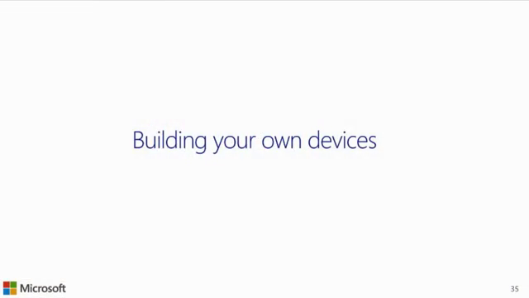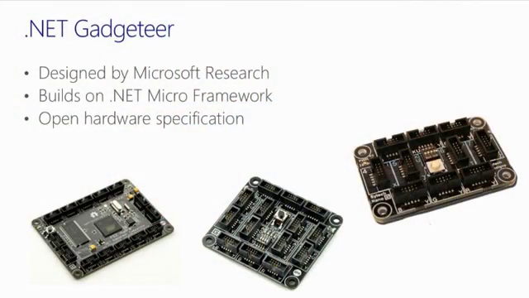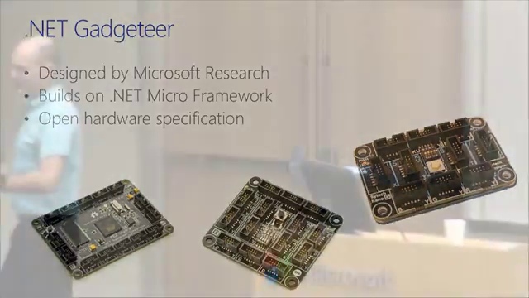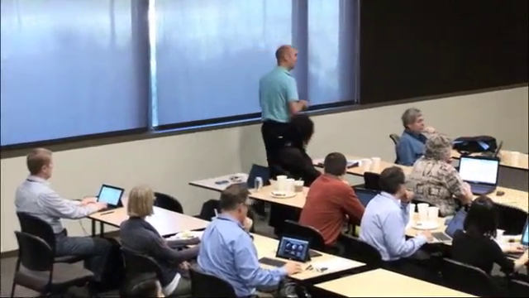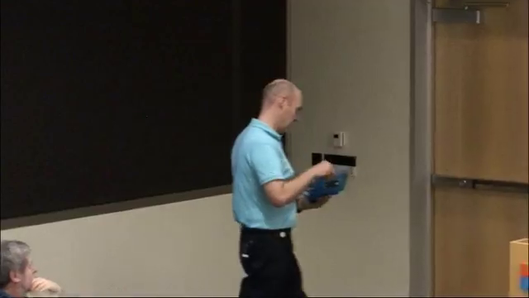Okay, so what I want to mention now is a conversation that I have relatively frequently about how you can build your own devices and get them to communicate with the cloud. And this is going to bring me back to where I started out a little bit. So I want to introduce to you something called .NET Gadgeteer. There's a little box of tricks that I've got back here, which is one of the .NET Gadgeteer kits. And just to give you a sense, those look very big when they're projected on there.